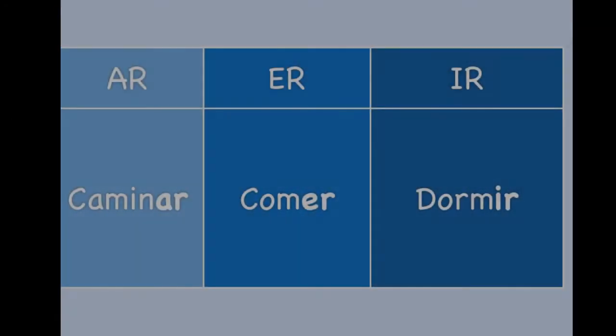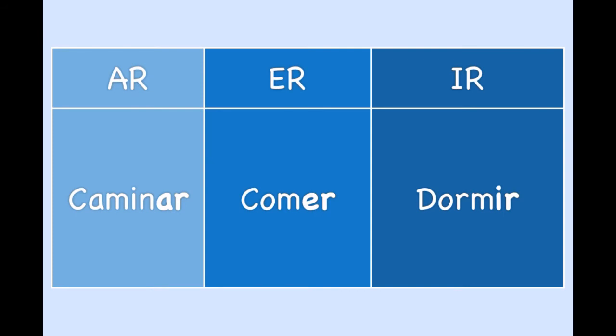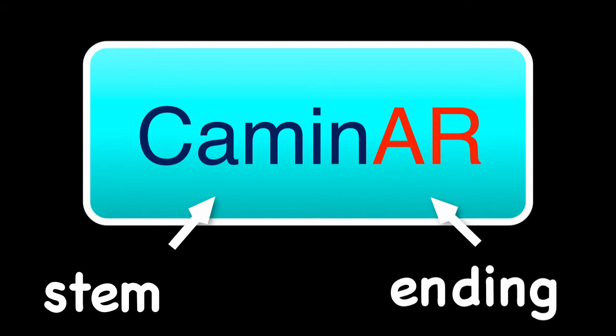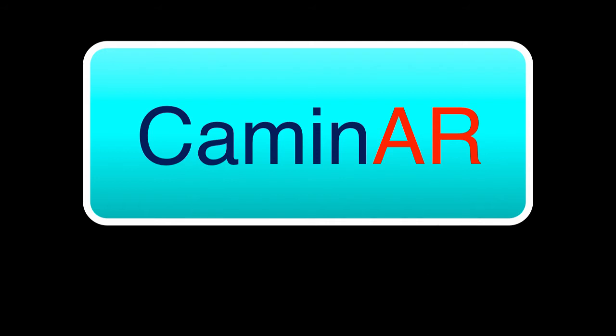In Spanish, we classify the verbs in three different groups: AR verbs, ER verbs, and IR verbs. These three are just endings that are attached to the stem of the word. The stem is just the part of the word that doesn't change. For example, in this verb, caminar. Cam is the stem, ar is the ending. So this verb would belong to this group right here, right?